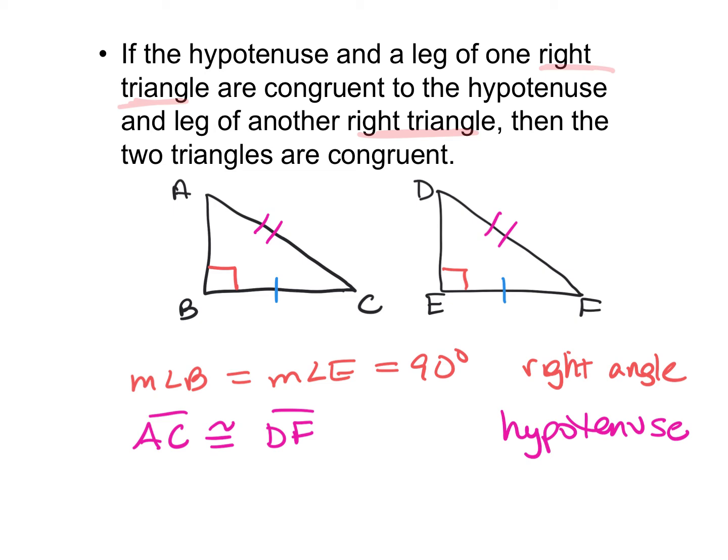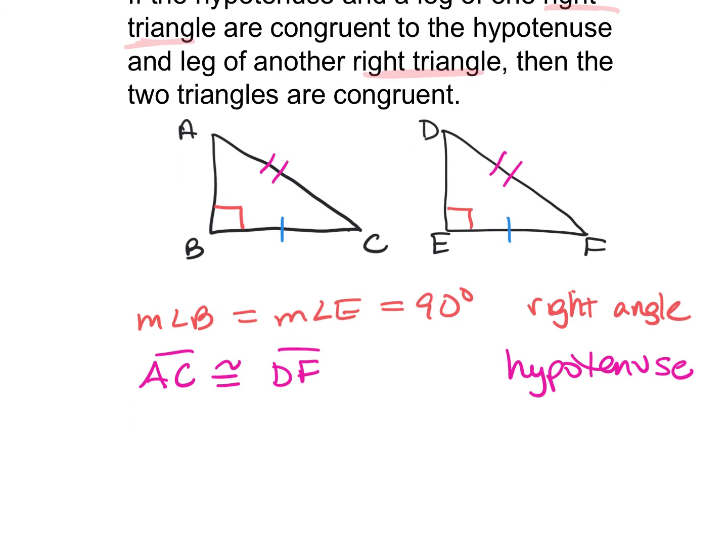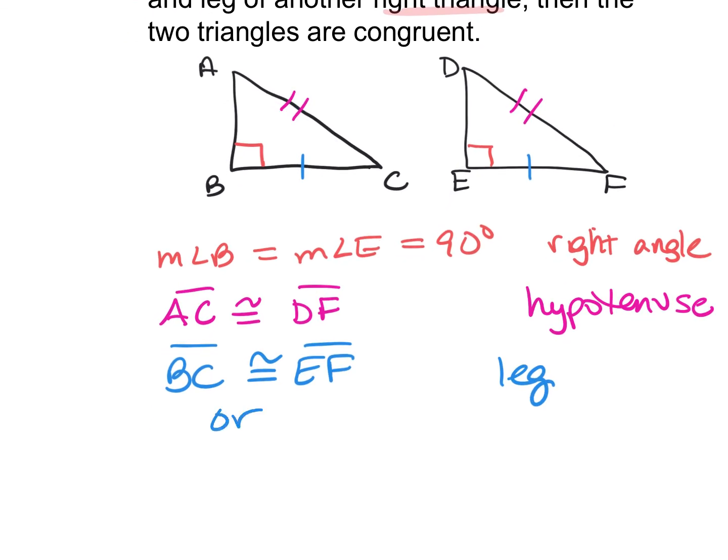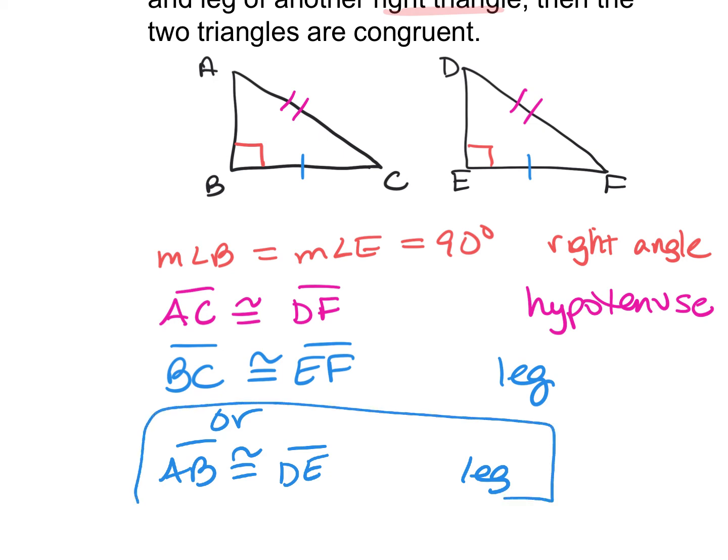And then the last one, at least show one of the legs. It doesn't matter which. It could have been, like I marked in the picture, BC congruent to EF. That's a leg. Or you could have also had markings on AB and make sure it was congruent to DE. This one's also a leg. So you don't need to do both legs, only one pair.